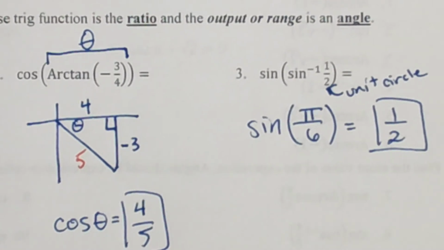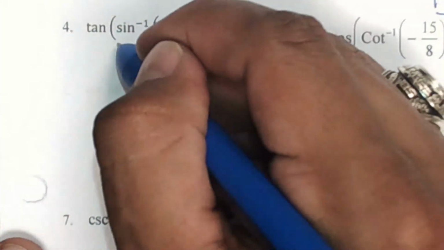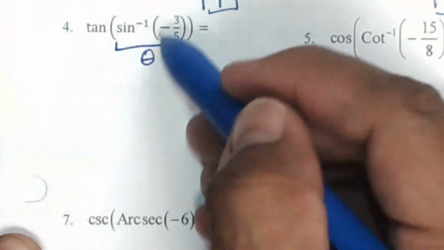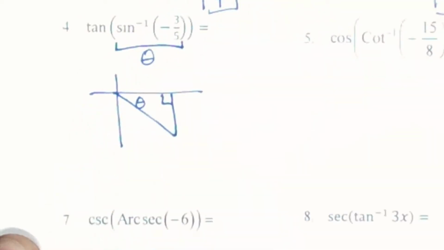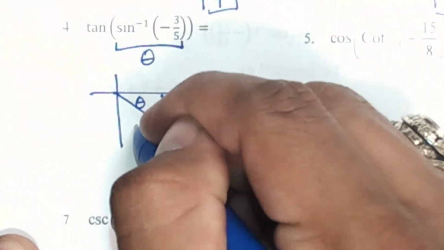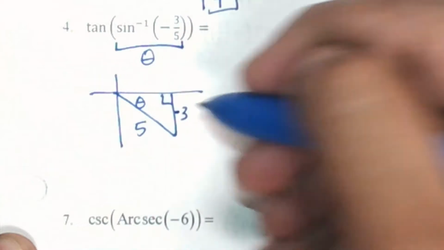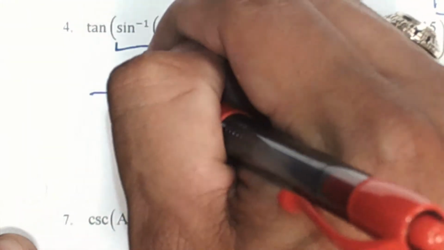So let's look at this next one. So we're going to do sine inverse. Again, that finds me an angle measure. And since it's sine inverse and it's negative, our triangle is in quadrant 4, where here's theta. So our opposite side is 3, our hypotenuse is 5. The hypotenuse is never negative, and we're also going down here, so that's negative 3/5. And then this ends up being 4.